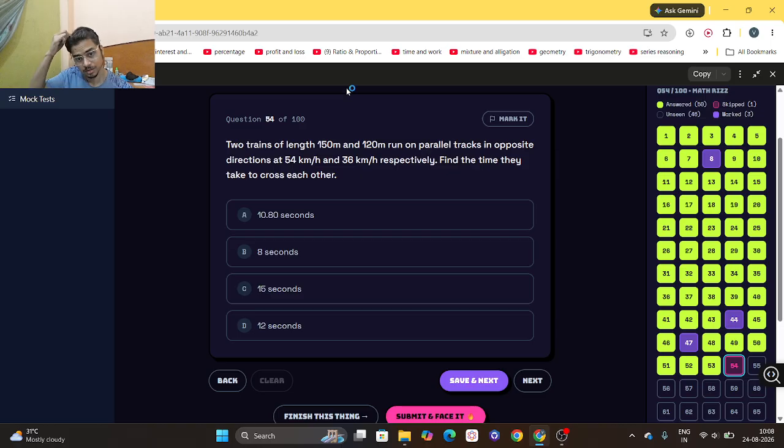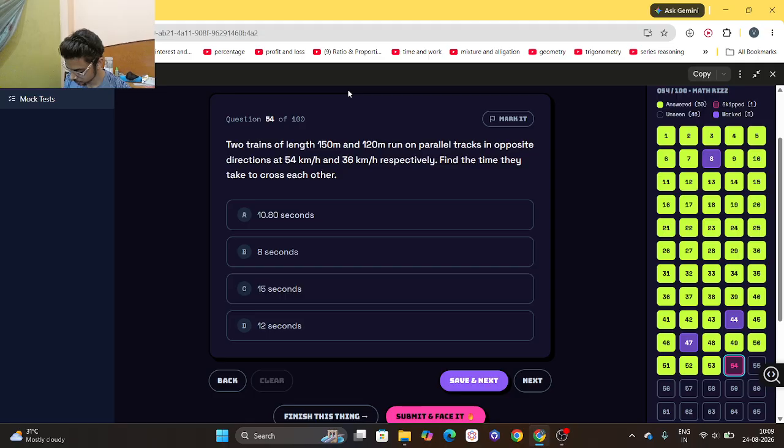Two trains of length 150 meters and 120 meters run on parallel tracks in opposite directions at 54 km per hour and 36 km per hour. Find the time they take to cross each other. 150 meters and 120 meters, 54 km per hour, 36 km per hour. The relative speed is 90 km per hour.